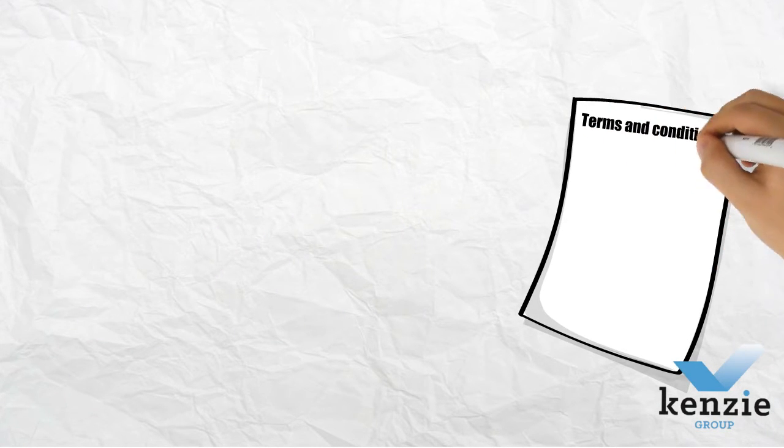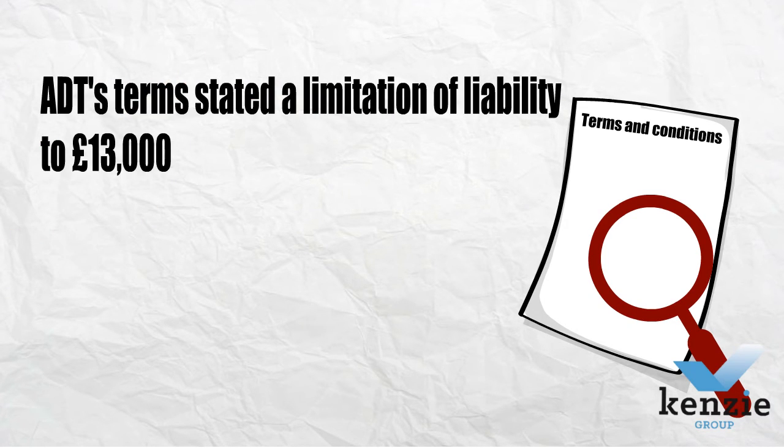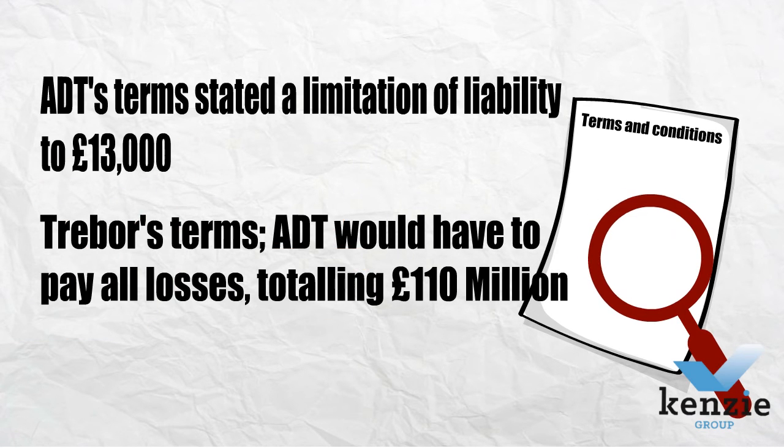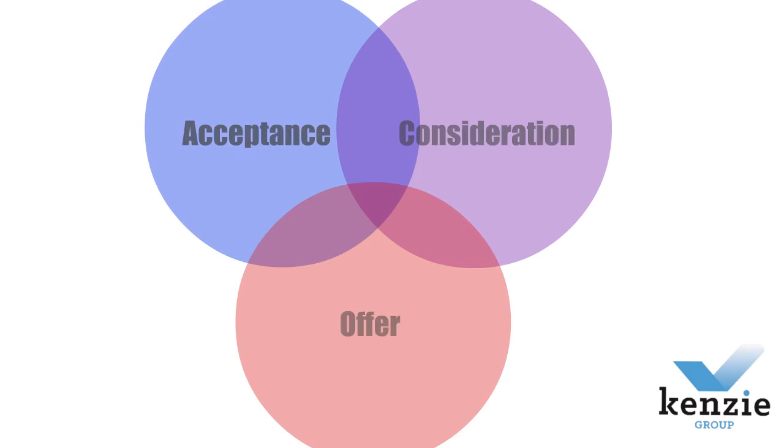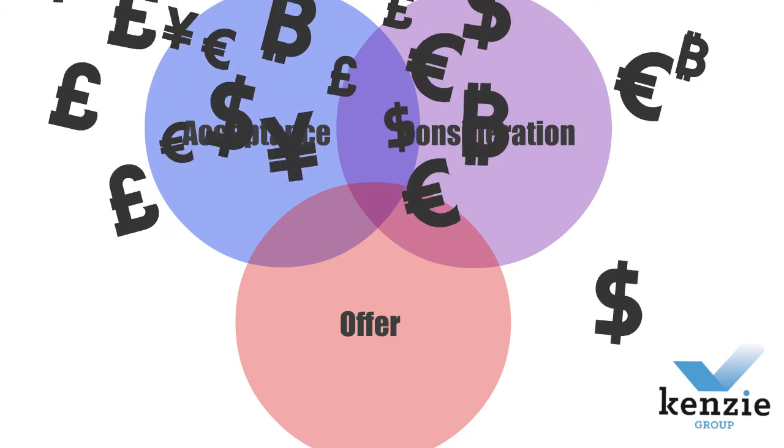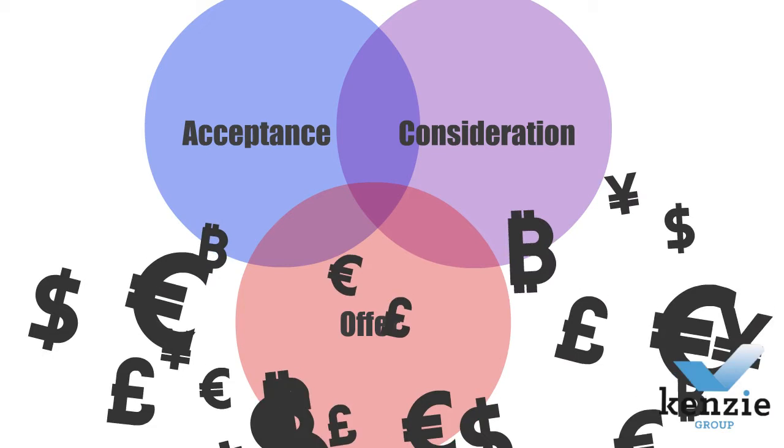A close analysis of the parties' terms and conditions showed very different limitation clauses. On one hand, ADT's terms stated a limitation of liability to £13,000. Alternatively, under Trebor's terms, ADT would have to indemnify Trebor against all losses, which stood at £110 million. This case highlights the importance of understanding the formation process of a contract and the costly effects that can occur should the parties not be absolutely clear of the terms which they enter into.